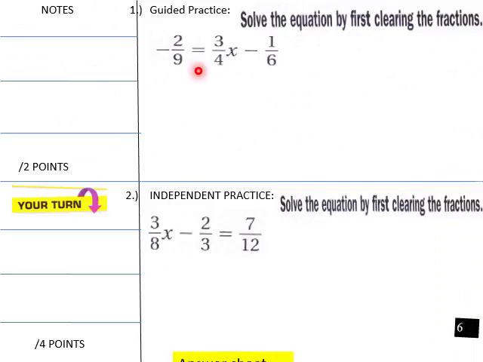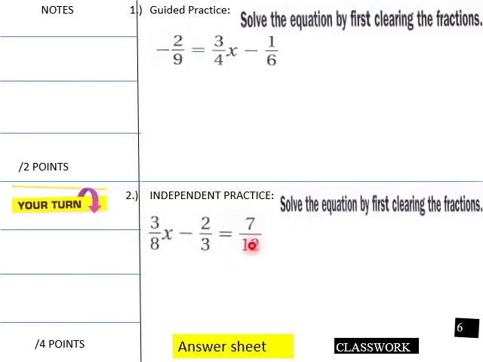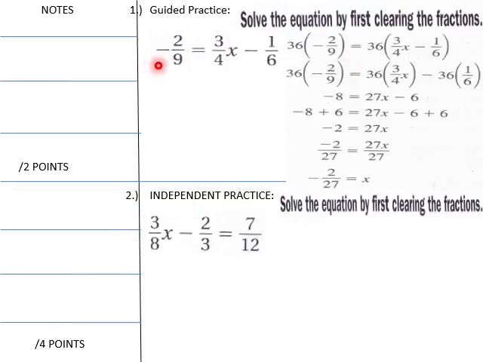Let's do one here, a guided practice. Students, this is yours here. Watch. So the LCD of 9, 4, and 6 would be 36, so we multiply everything by 36. We clear out all our denominators here. We cancel and then multiply our numerators by what we canceled out to. This would be a negative 6, this would be a 9, this would be a 4, so we multiply across. We end up with this, and then we isolate our variable by methods that we've already done, and we get negative 2 over 27 equals x. Pretty cool way of doing it.